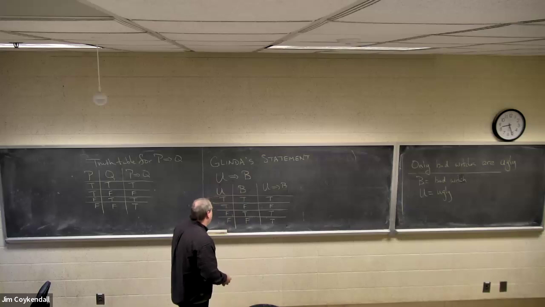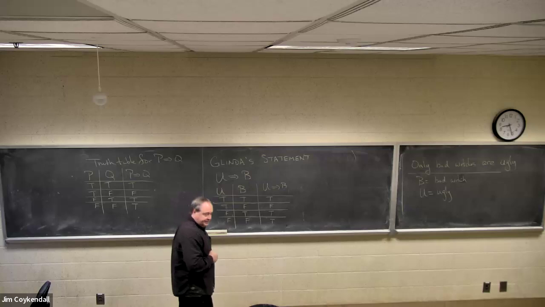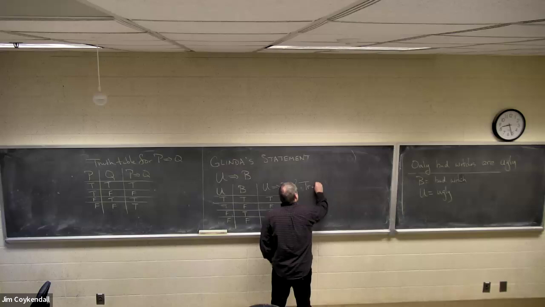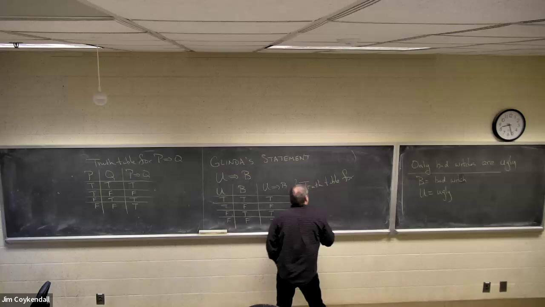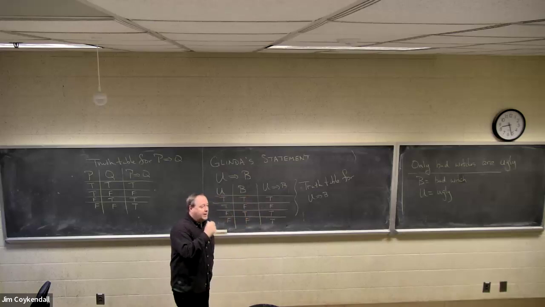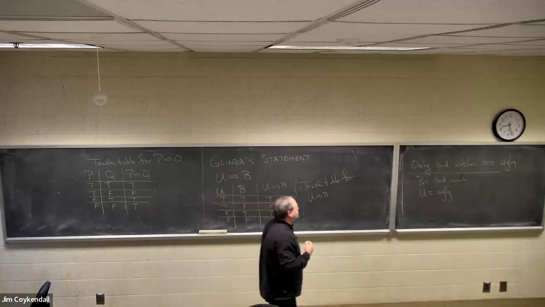Does this hold up to what Glinda said? She says only bad witches are ugly. Is this the same? This is the truth table. The converse statement would be, the witch not being bad implies not being ugly. Okay, run that by me again. Wouldn't the converse be a witch that is not bad implies the witch is not ugly?